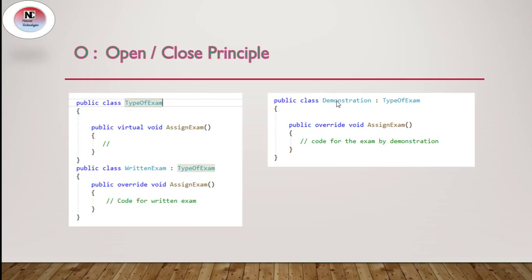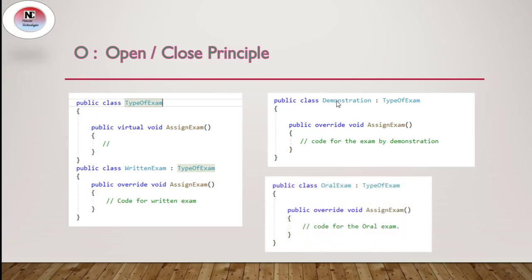Now I want to add an oral exam, so I am going to create one more class named OralExam, which inherits TypeOfExam and also overrides AssignExam. So you can see TypeOfExam is available in all three classes. We are not doing any modification, but we are extending TypeOfExam. So here we have the open for extension principle, and we are not making changes in Demonstration and Written. So we are not doing any modification, so they are closed for modification. This is how the open/closed principle is implemented.